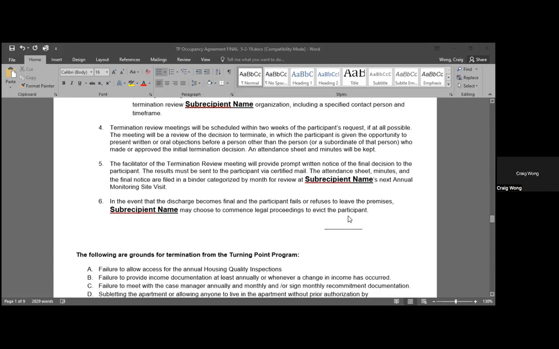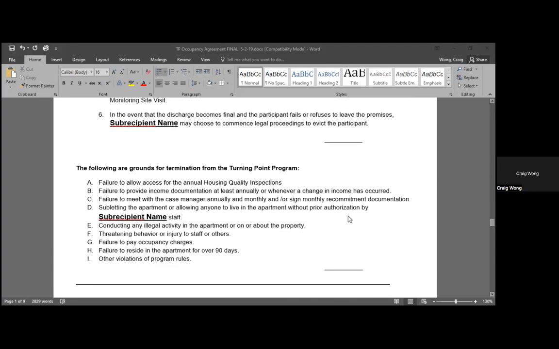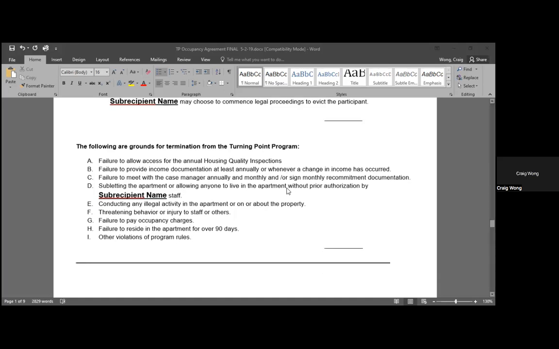And here I want to talk about some grounds that HUD says are grounds for termination that you can also discuss with the clients. They are severe, things such as illegal activity in the apartment, assaulting staff. Things are required, like failing to allow access for annual HQS inspections. The HQS inspection is mandated by HUD, so it has to happen. And if a customer fails to do that, then that might be grounds for termination. But these are things that are documented in our occupancy agreement that need to be discussed with the clients.